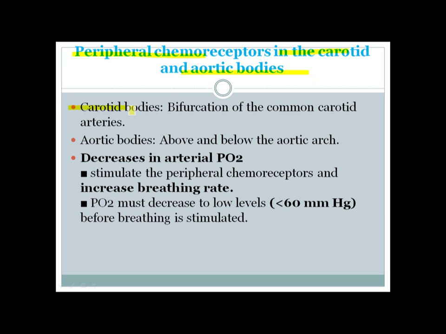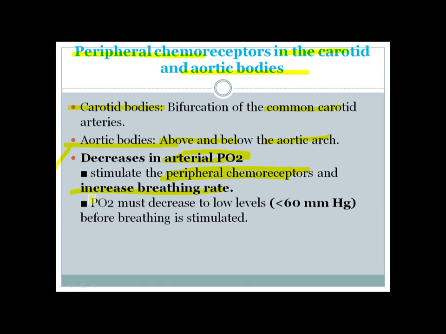Now let's talk about the peripheral chemoreceptors in the carotid and aortic bodies. Carotid bodies are situated in the bifurcation of the common carotid arteries, and the aortic bodies are situated above and below the aortic arch. If there is a decrease in arterial partial pressure of oxygen, it will stimulate both the peripheral chemoreceptors, and it will lead to an increased breathing rate.